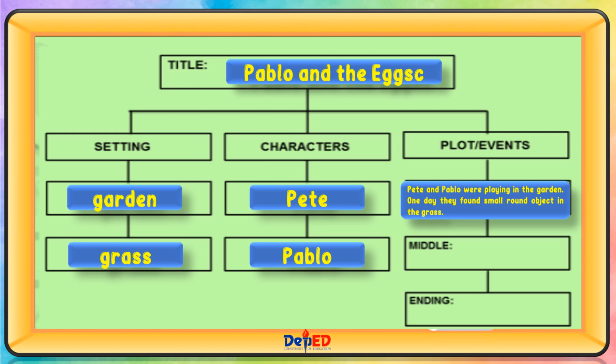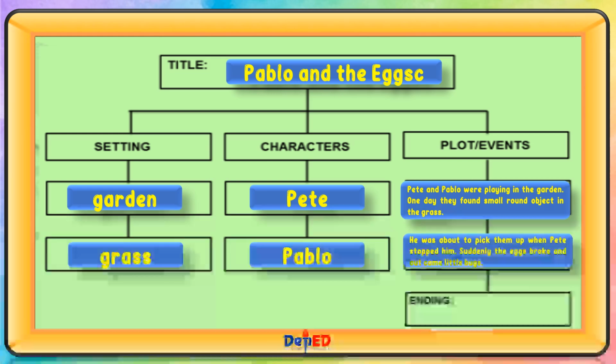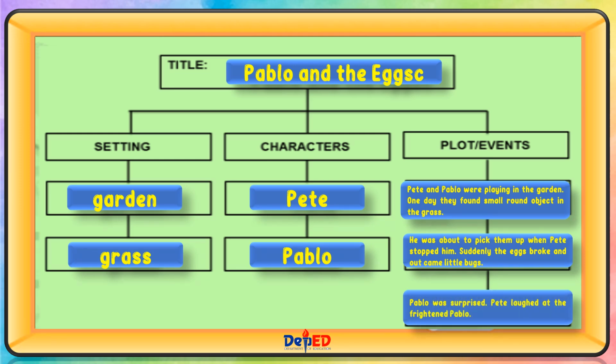One day, they found small round objects in the grass. Middle, he was about to pick them up when Pete stopped him. Suddenly, the eggs broke and out came little bugs. Ending, Pablo was surprised. Pete laughed at the frightened Pablo.